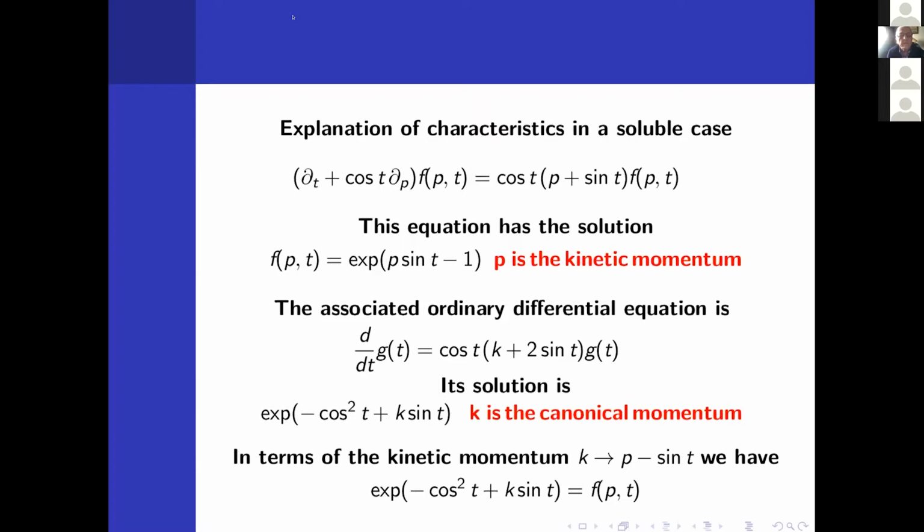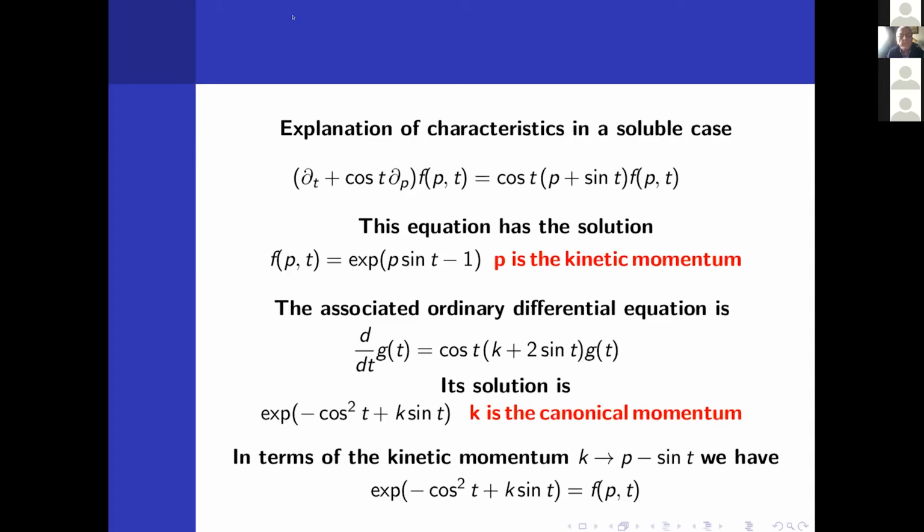mechanism works. I take a very simple equation that can be solved exactly, and I use this method of characteristics to show how it can be used. So we have this partial differential equation with derivatives d/dt and d/dp, and there is something on the right-hand side. And this equation has an analytic solution. In this equation, P, mind you, is the kinetic momentum. Now, in this theory of characteristics, we replace the partial differential equations by ordinary differential equations just by going from P to K, from P to canonical momentum.